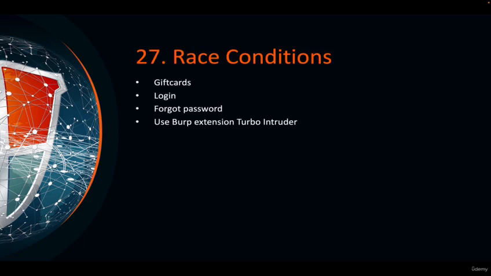Race conditions, to the best of my knowledge, are also not part of the exam yet, but that doesn't mean they could not be. It could always come in. When you see gift cards, logins, or forgot password functionality, there might be a chance for race conditions. So go through the race condition labs, and also install a Burp extension called Turbo Intruder, because it has built-in scripts specifically for race conditions, which makes your life a lot easier.